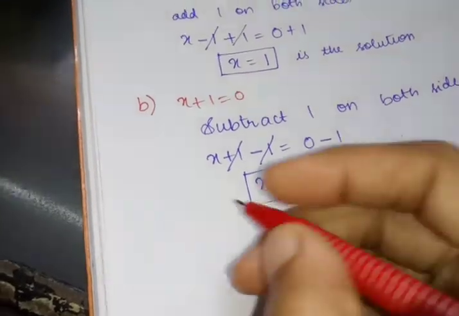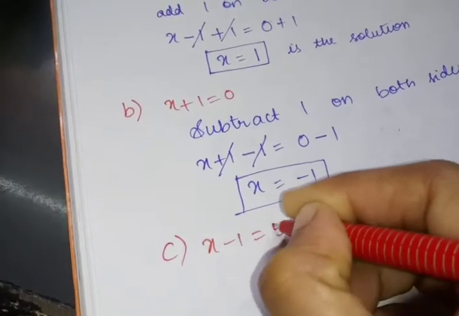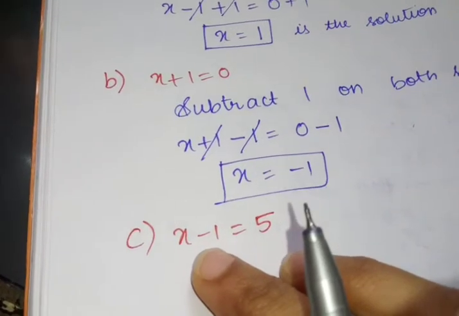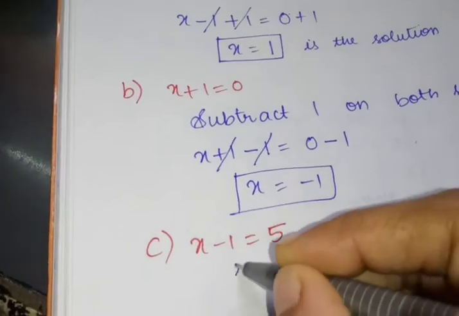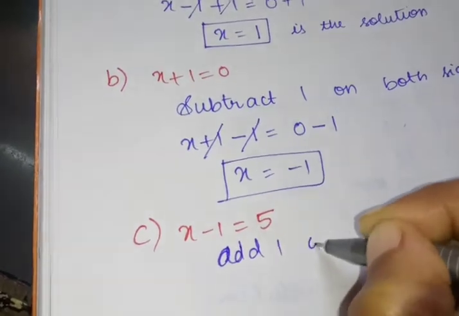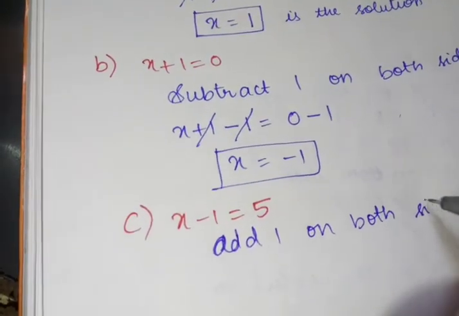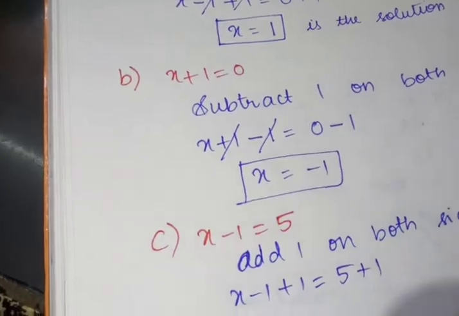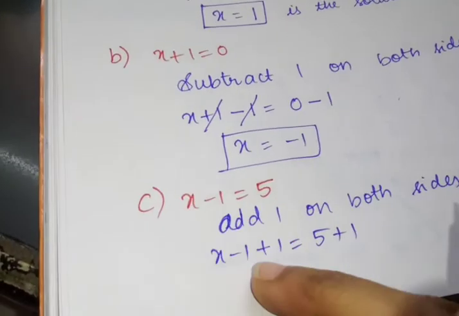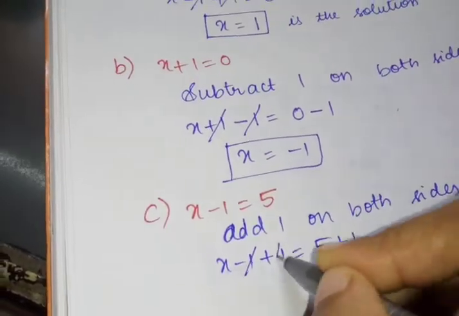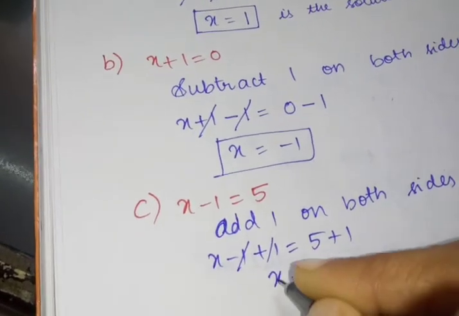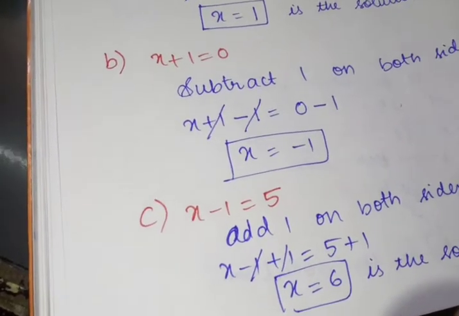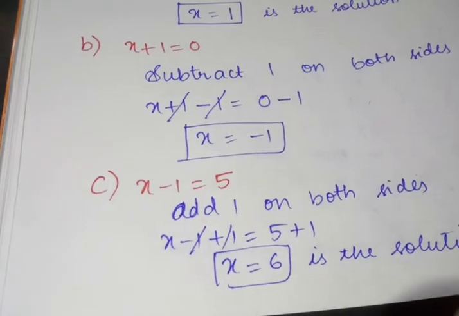Next, option C, x minus 1 is equal to 5. What should we eliminate now? Minus 1 you are going to eliminate. So what will you do? Add 1 on both sides. So x minus 1 plus 1 is equal to 5 plus 1. Minus 1 plus 1 cancel. x is equal to 6. 5 plus 1, 6 is the solution. It is very easy, but once you work out more problems, you will understand it clearly.